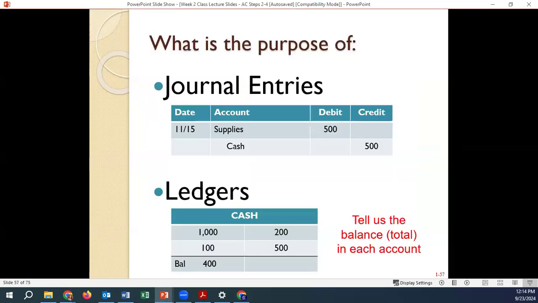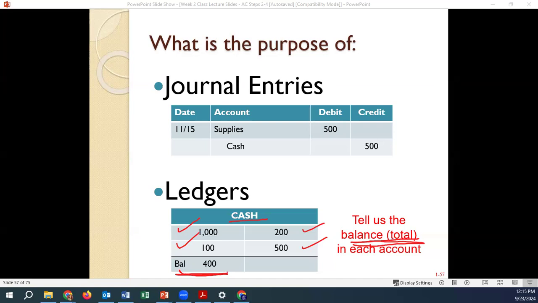Then what that allows us to do, once we have all of the transactions that affect a certain account together in one place, is calculate what we call the balance or total in each account. So that's kind of like what you're seeing here, right? Here's the cash account, and these are debits, so this is the money coming in. These are the credits, so that's the cash going out. And then here is the balance saying, okay, well, you have $400 of cash at the end of the month.